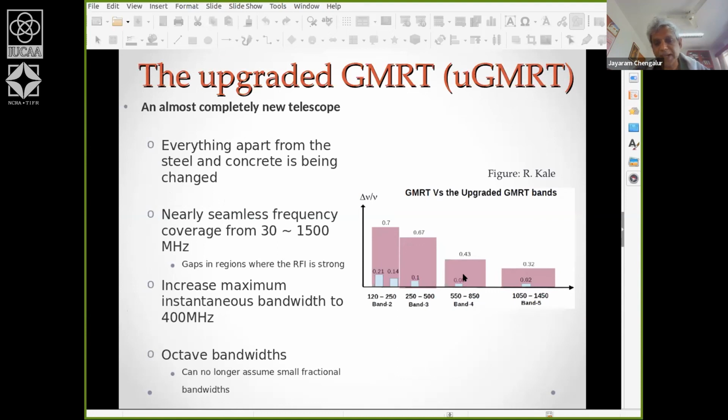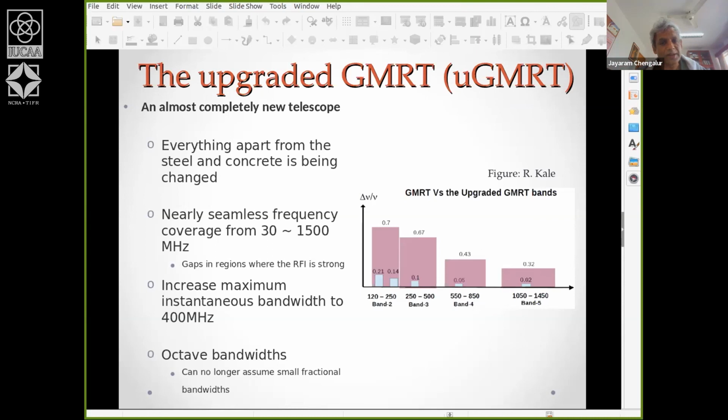So you can see that the fractional bandwidths are no longer small, right? For example, if I'm talking about the 250 to 500 megahertz, I'm going to observe that entire range in one go. So the range that I observe is from 250 to 500 megahertz. That's a total of 250 megahertz, and that is comparable to the 250 megahertz of the lowest frequency over there, right? So I'm no longer observing a bandwidth which is small compared to the center frequency. I'm observing bandwidths which are comparable to the center frequency.